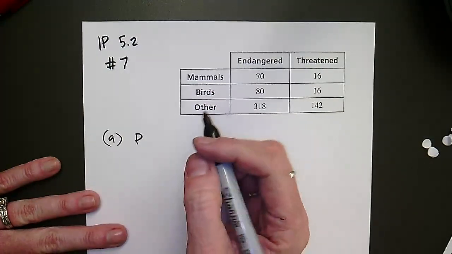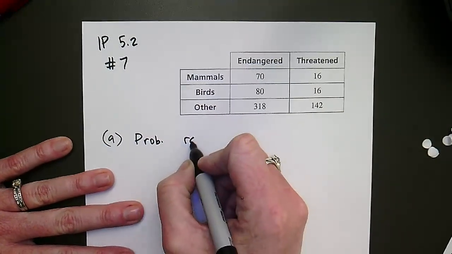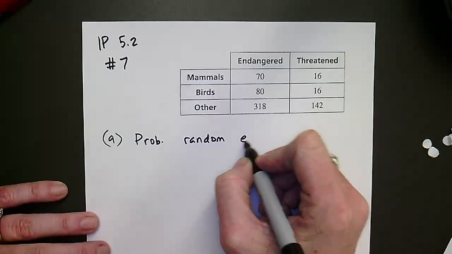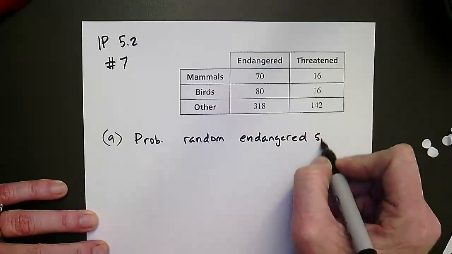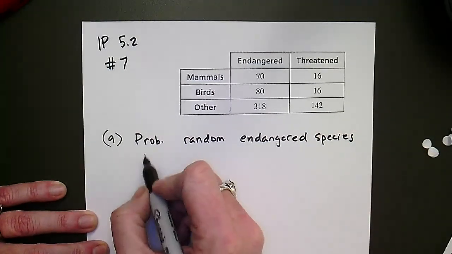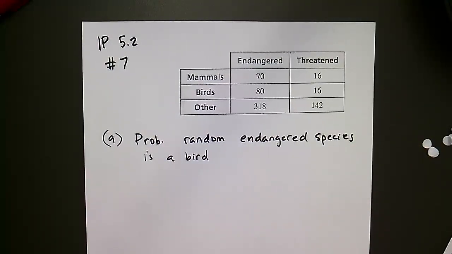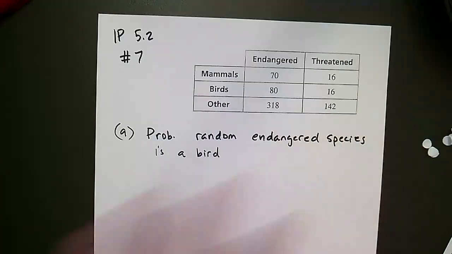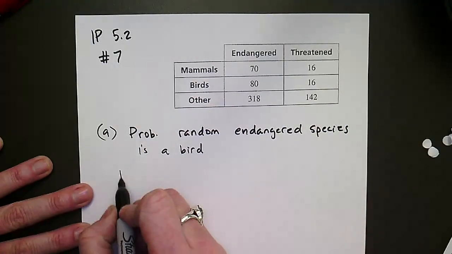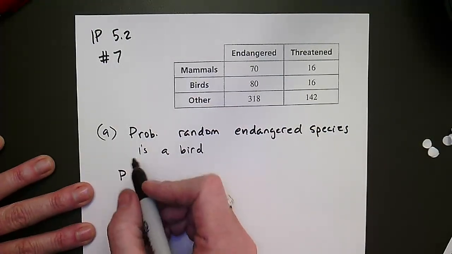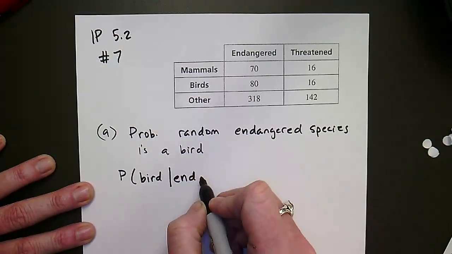This is the probability that a randomly selected endangered species is a bird. Okay, so this is a conditional probability because we are not looking at the full table. We are only going to look at the endangered species and look within there. So this is the probability, how we would notate it, that we have a bird, right? We're looking for a bird given that it's endangered.